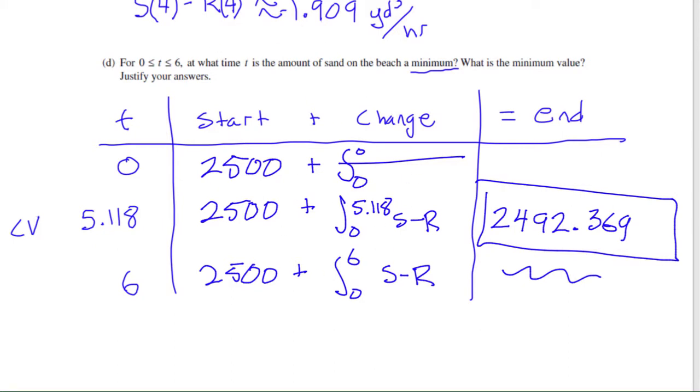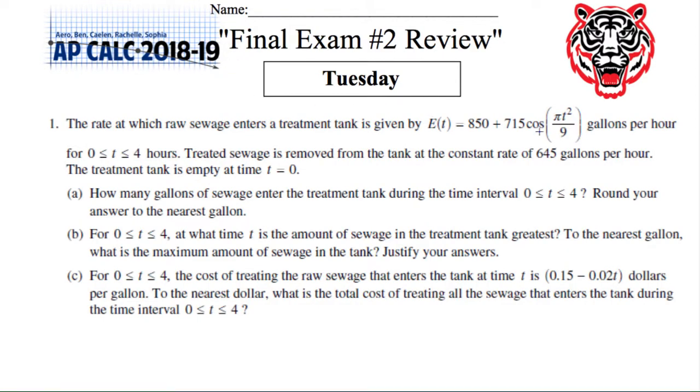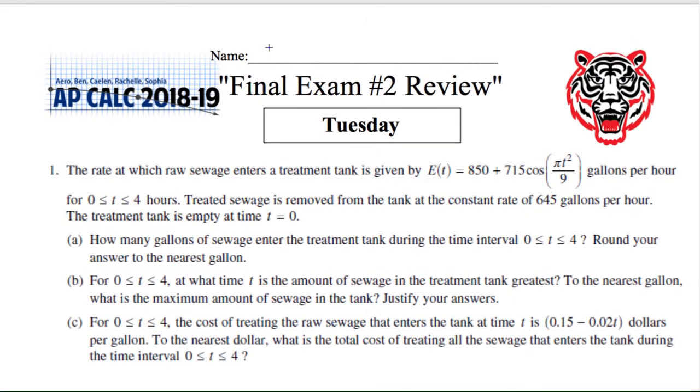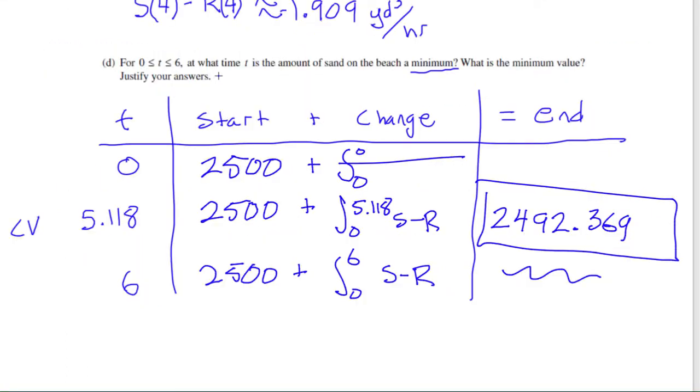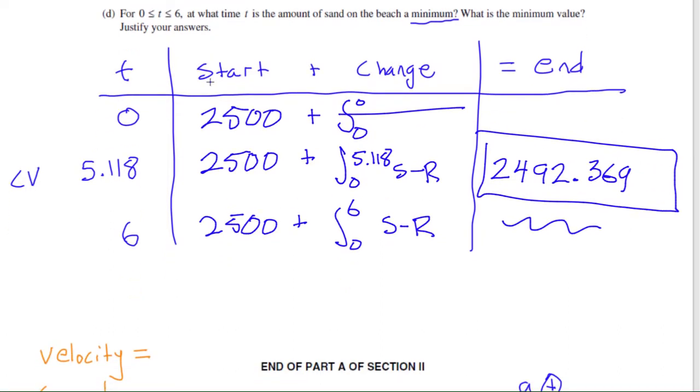All right, let's come to the packet, which is the thing that we really care about. Now we can actually do some writing. It's asking what is the minimum value. So you have to say the min value is 2,492.369 and t equals 5.118. You should get in the habit of doing that every single time, yes.